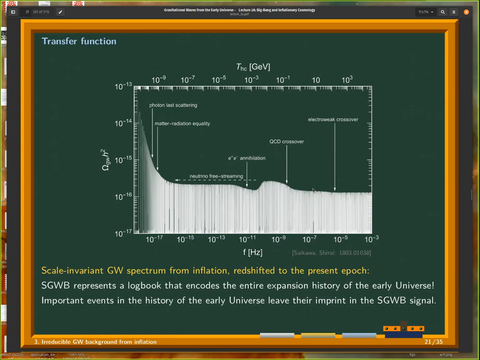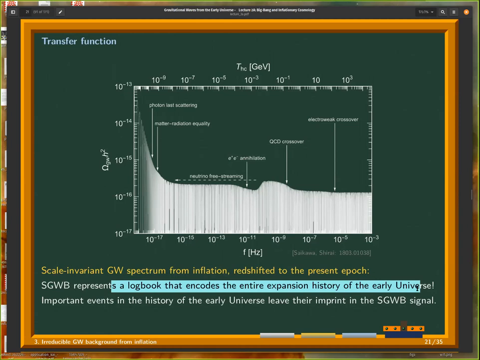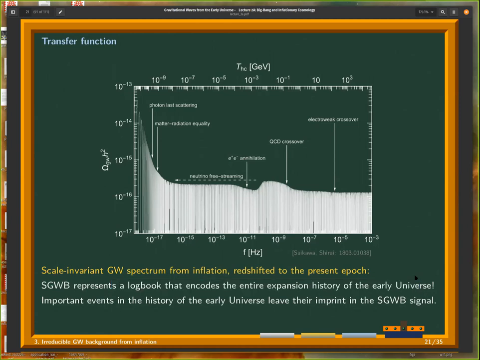And this is just because of the way in which, for instance, changes in the relativistic number of degrees of freedom affect the expansion of the universe at later times and the redshifting of these gravitational waves. So in principle, if you could measure all of this in experiments, which would be very futuristic and maybe also unlikely, you would see an imprint of the electroweak crossover, the QCD crossover, e+ e- annihilation, and so on and so forth. So in principle, this signal acts as a logbook that encodes the entire expansion history of the early universe. And this already, I think, is a very remarkable fact.